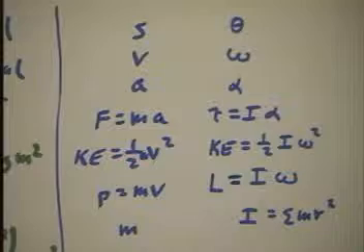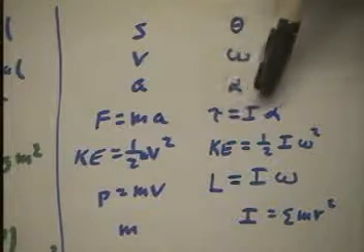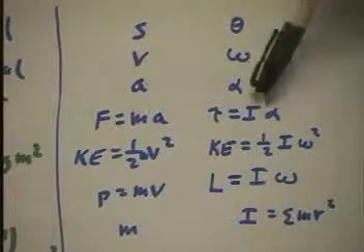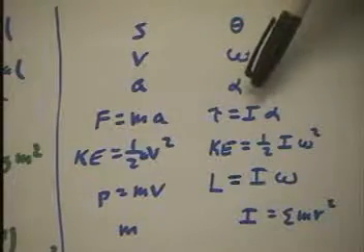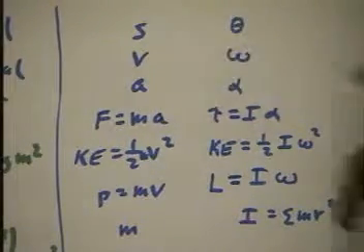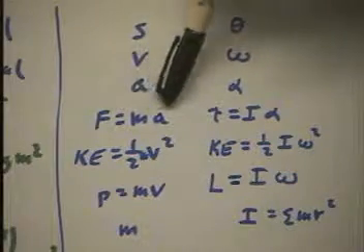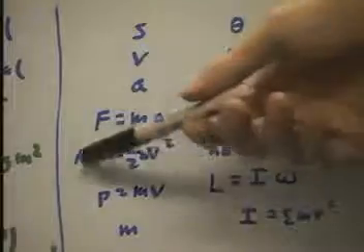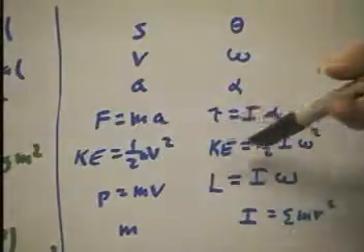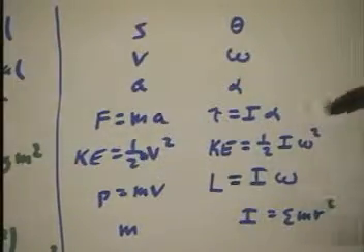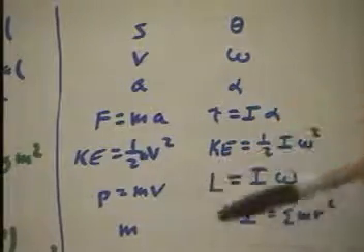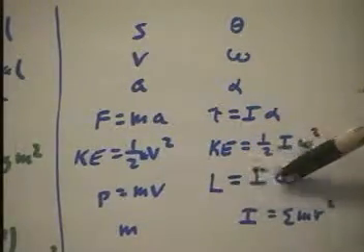F equals ma translates into torque equals moment of inertia times angular acceleration. Remember that moment of inertia is thought of as the resistance to angular acceleration in the face of a torque, just as mass resists acceleration due to a force. Kinetic energy, as we just saw, 1/2 mv squared translates to 1/2 I omega squared. Momentum mv translates to angular momentum I omega.